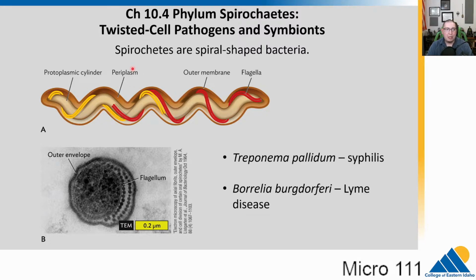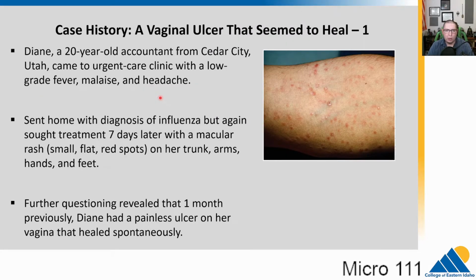This spiral shape leads to some interesting properties. They can actually propel themselves forward using their corkscrew shape, and this can help them get through thick and viscous fluids like mucus. So let's look at a case history on this one.